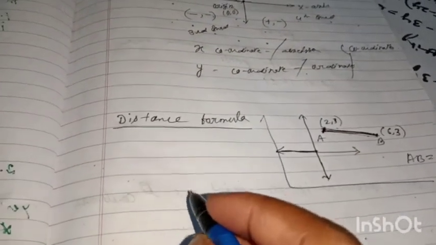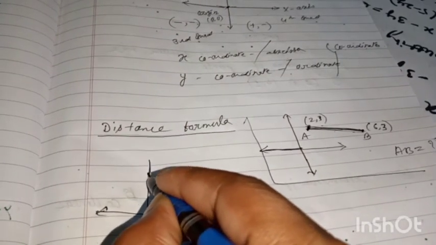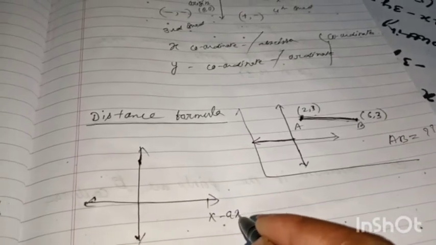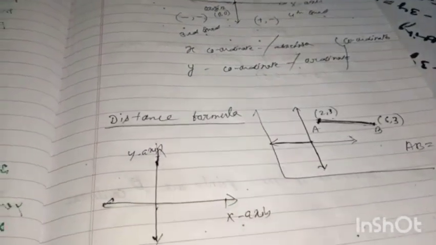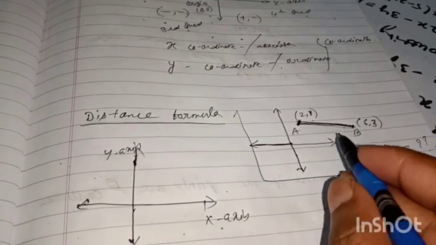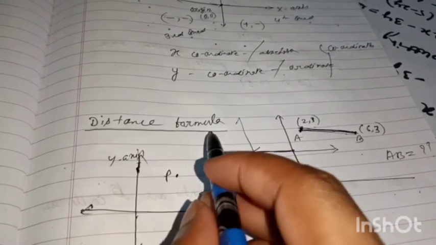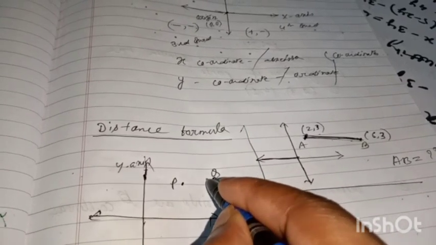See, you understood this? Suppose this is a Cartesian plane, this is the x-axis, and this is the y-axis. This is the origin. Next, suppose I take 2 points, P and Q. You can use the distance formula for any points. So this is P, this is Q.